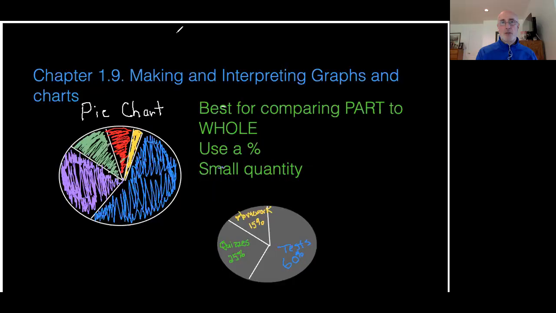Okay, folks, we're going to jump right into things. We're looking at chapter 1.9, and that is making and interpreting graphs and charts. Let me tell you from the outset, my main objective is to teach you three different kinds of charts here, and what's the difference, and when would you use them? And what kind of information do they show that's important?